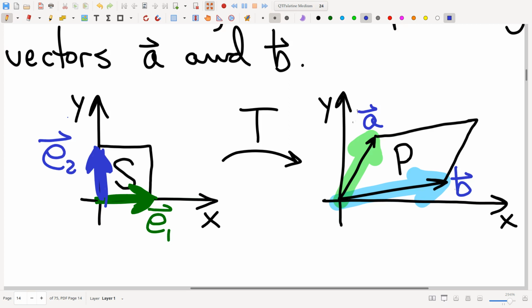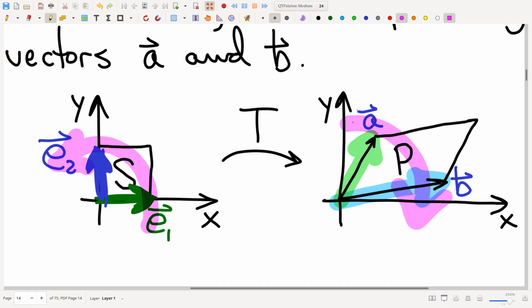I claim this tells me lots of stuff about this linear transformation. Something very importantly intrinsic to the linear transformation. Because check this out. That original list, E1, E2, that list is intrinsically counterclockwise. It's all, E1 to E2, that's counterclockwise. While this list over here, as I have it drawn, A to B, clockwise.